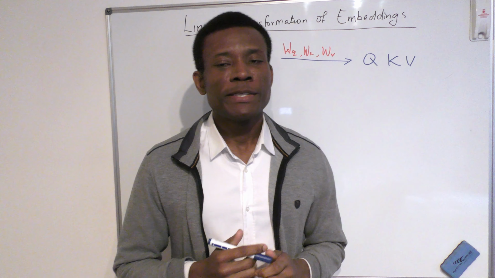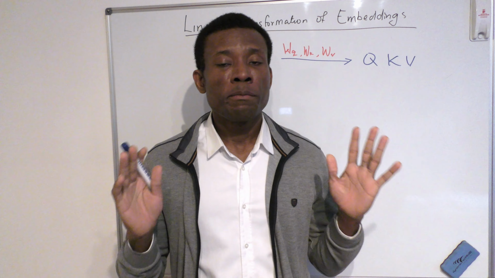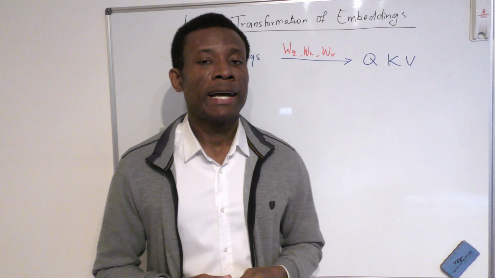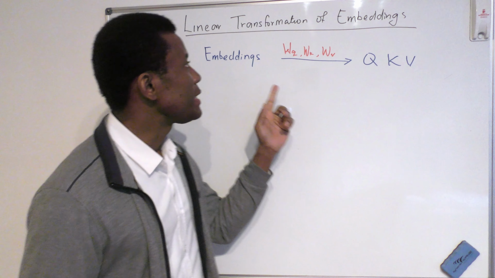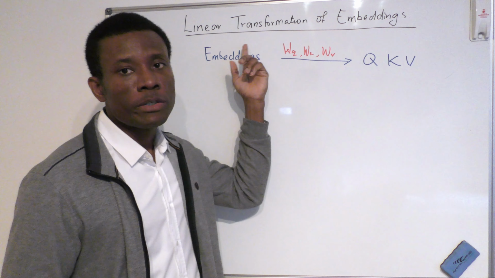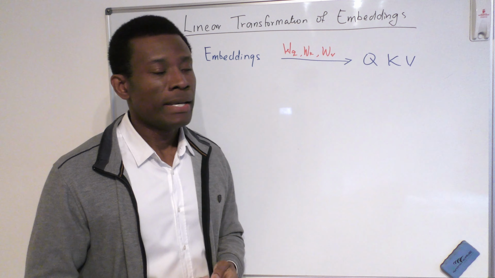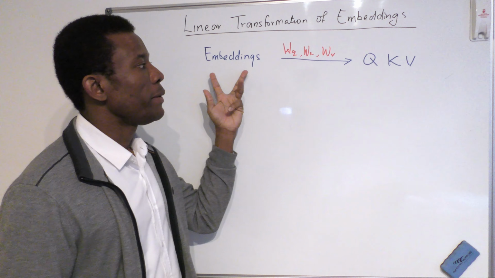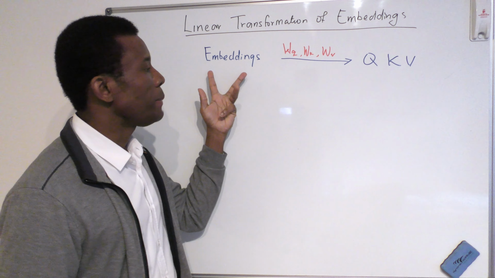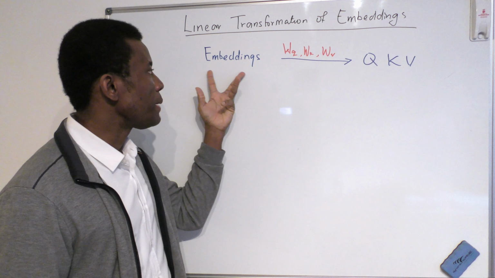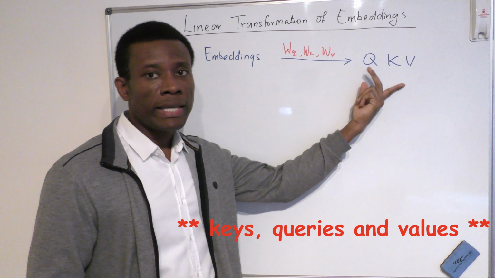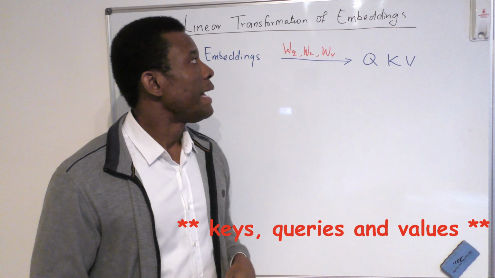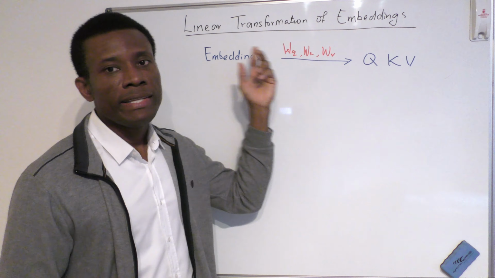So my name is Kyneton, and today will be another brand new video on attention mechanism in transformer architecture. We are going to be talking specifically about linear transformation of embeddings. So how do we transform our embeddings from the embedding space to keys, queries, and values? And this is going to be a linear transformation.